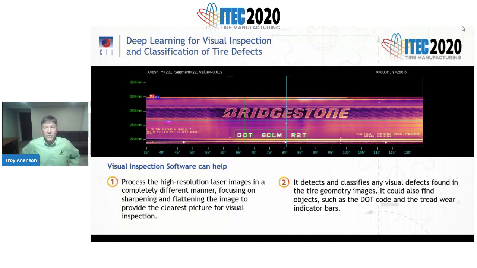this is where the visual inspection software can help. Visual inspection software processes the high-resolution laser images from the tire geometry systems in a completely different manner, focusing on sharpening and flattening the image to provide the clearest picture. It detects and classifies any visual defects found in the tire geometry images.